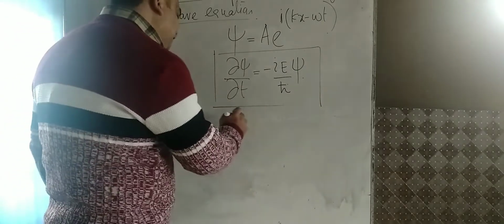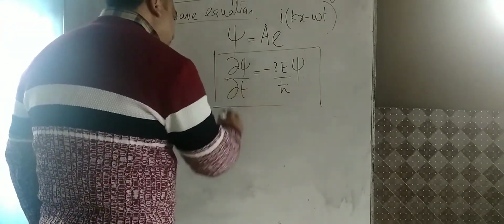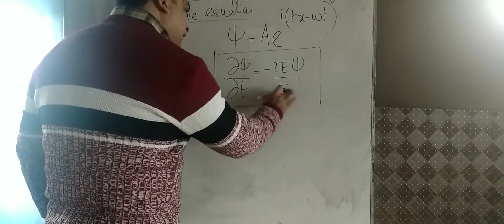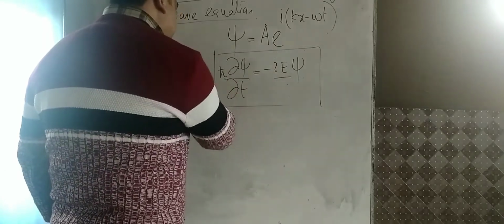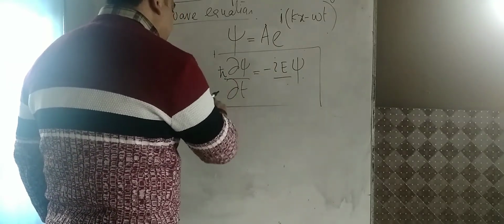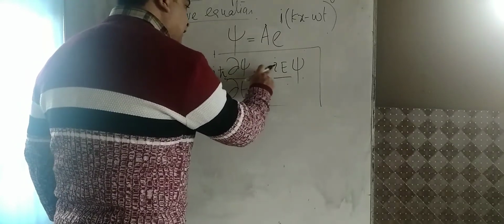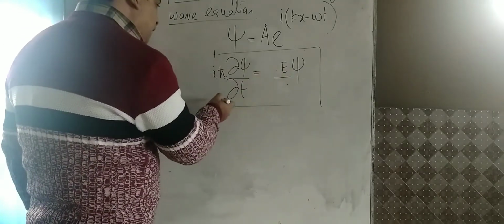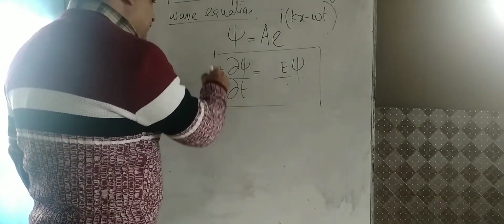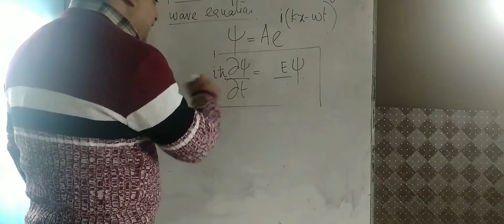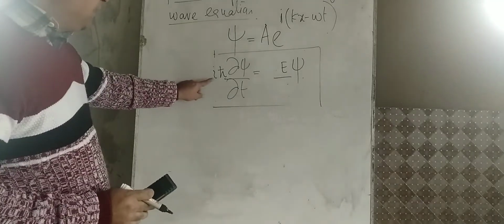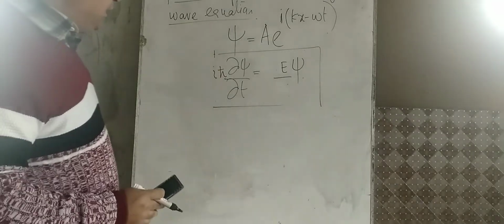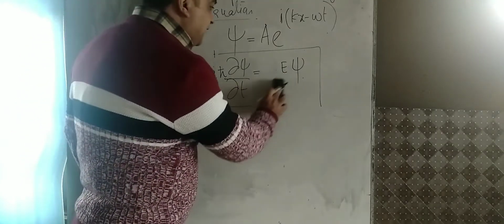So we can have a shift. This h bar can be brought here, and this i will be transferred to the denominator, then you multiply with i, and in the denominator you will have i square, which is equal to minus 1. Finally you will get i h bar del psi by del t is equal to E psi.